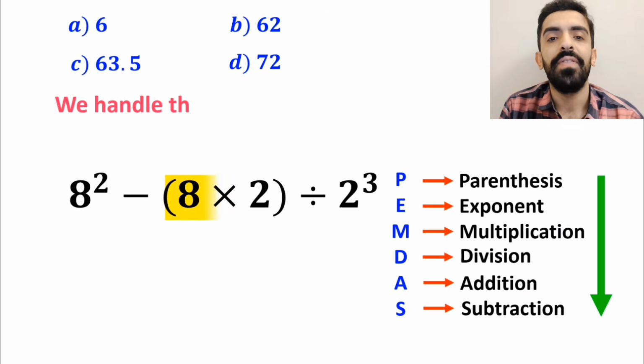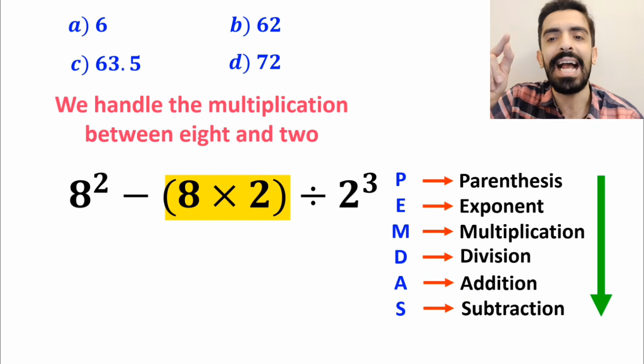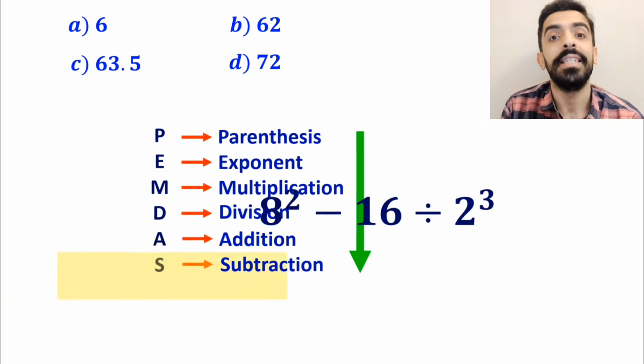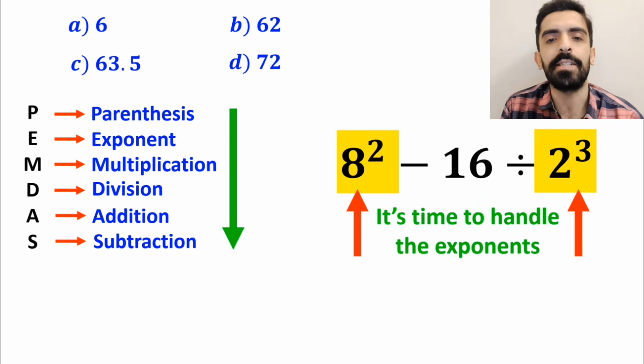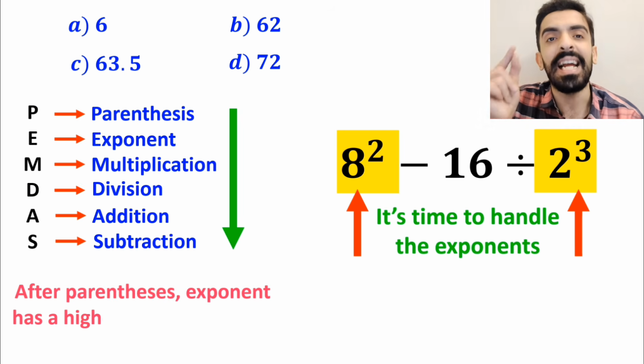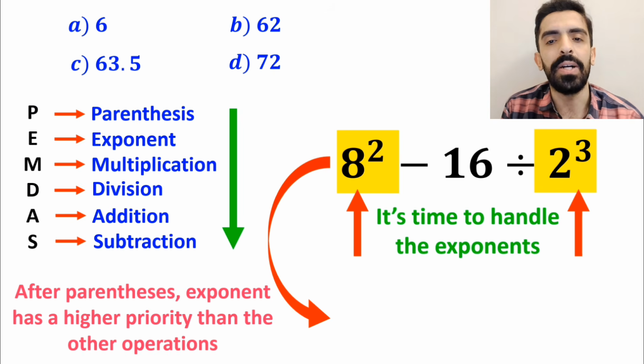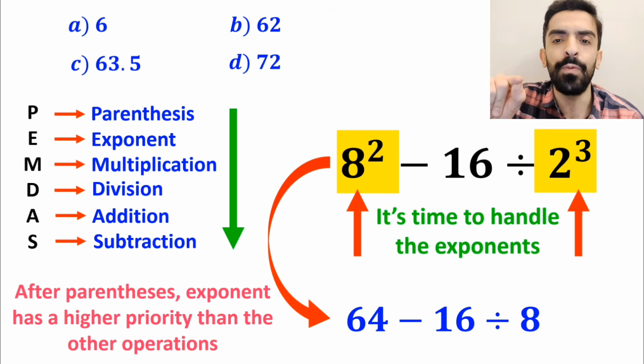And the next step, we handle the multiplication between 8 and 2. And this expression simplifies to 8 squared minus 16 divided by 2 cubed. Next, it's time to handle the exponents. Because according to the PEMDAS rule, after parentheses, exponent has a higher priority than the other operations. So, we can write this expression as 64 minus 16 divided by 8.